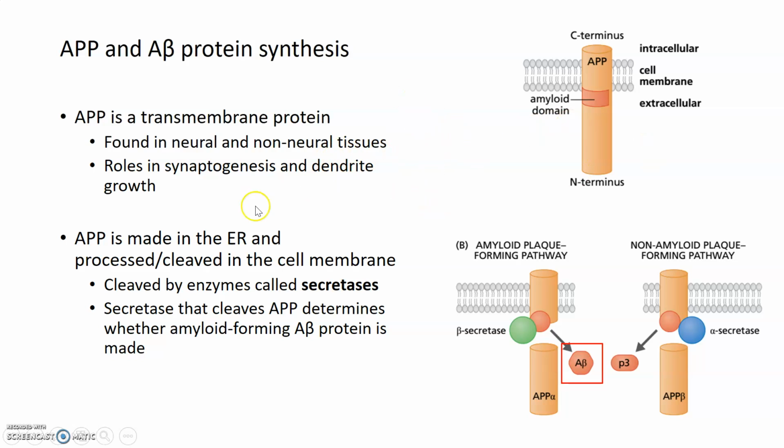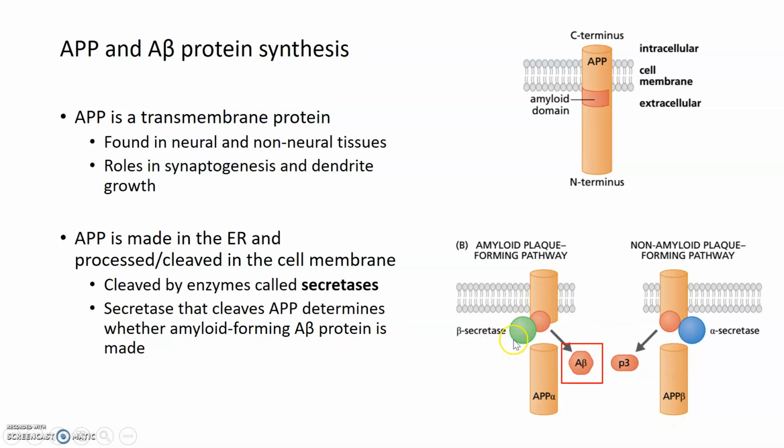And so APP as a transmembrane protein needs to be made in the endoplasmic reticulum, and then it gets cleaved once it reaches the cell membrane into its final form. And there are two options for this cleavage that can either result in the formation of amyloid plaques or not, right? And so depending on which enzymes or which secretases actually cleave the APP, that determines whether this generates amyloid plaques or doesn't, right?